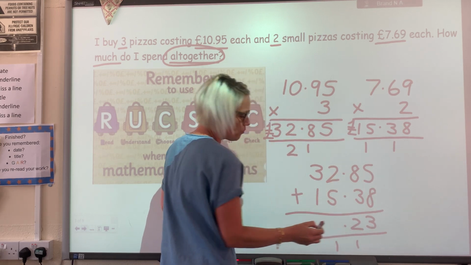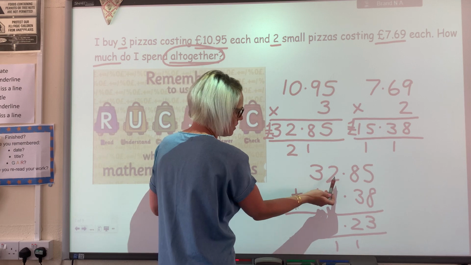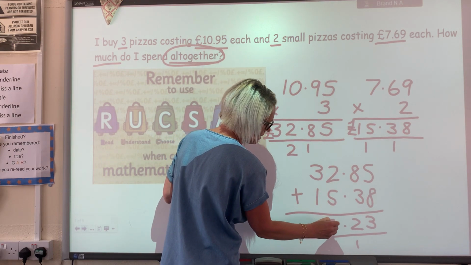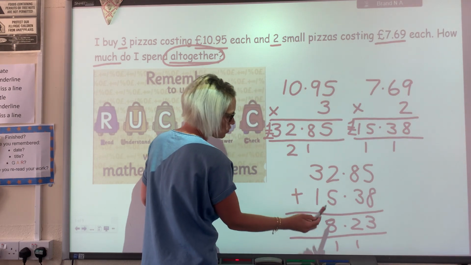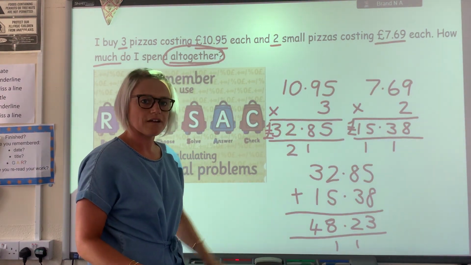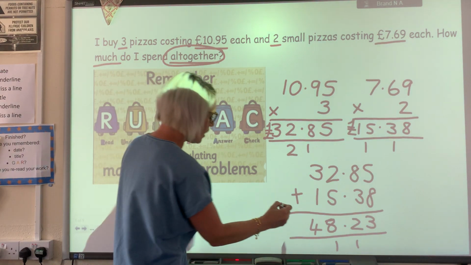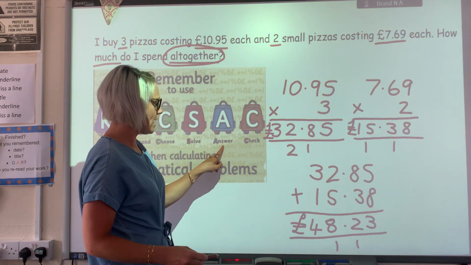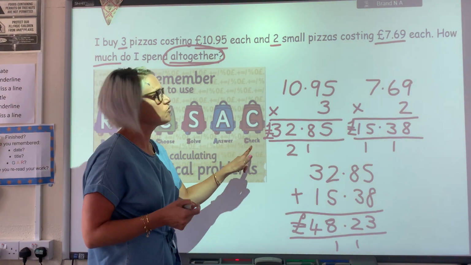Bring down my decimal point, because you must have your decimal in the answer. 2 plus 5 is 7. Add 1 down there is 8. And 3 plus 1 is 4. Now, I'm missing something here. What have I forgotten to put on? Hopefully you recognise it's my pound sign. So I've got my answer. Let's check if it sounds right.